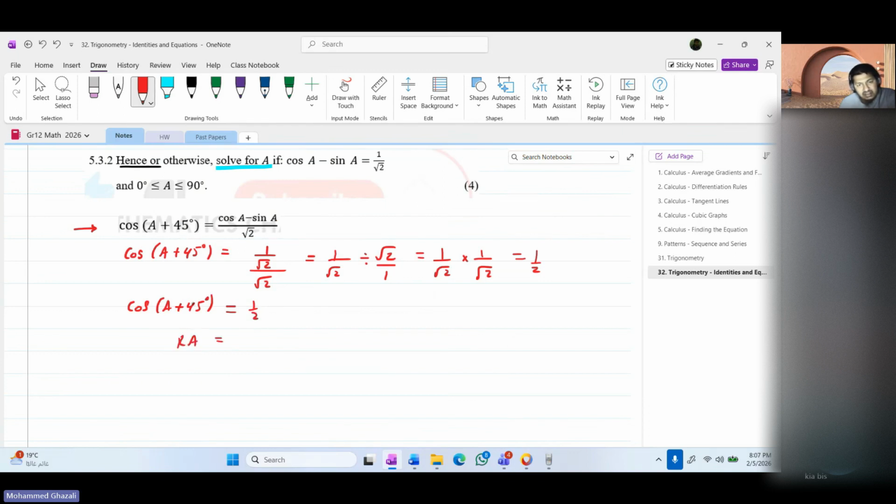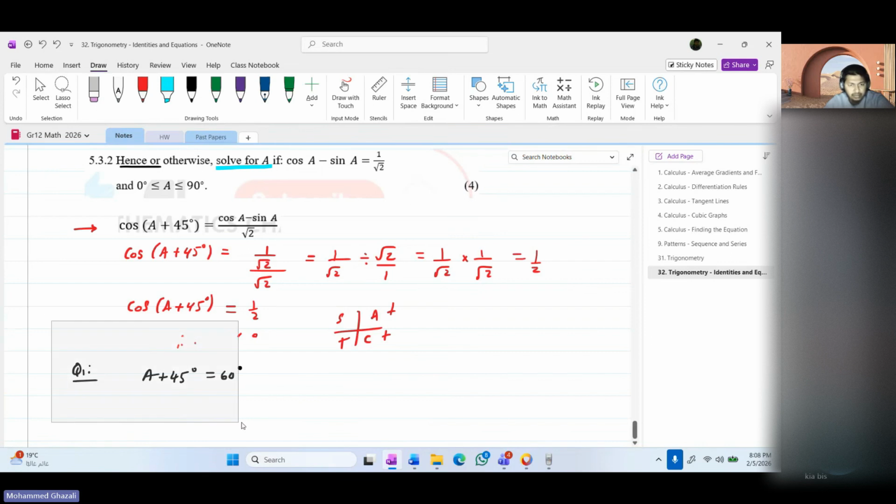The reference angle: cos of what is half? 60 degrees. Now, where is cos positive? Cos is positive in the first and fourth quadrant. So the quadrant 1 solution is A + 45 = 60° + k360. But we only want an answer between 0 and 90, so no fourth quadrant. Read the question carefully. We don't need to find a general solution. We only wanted the answer in the first quadrant. I didn't read the problem.